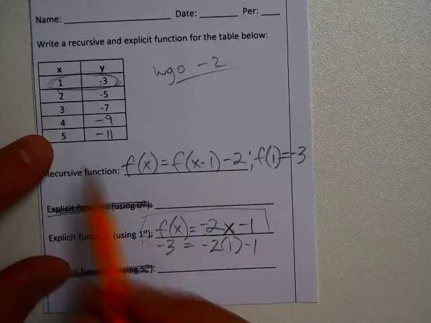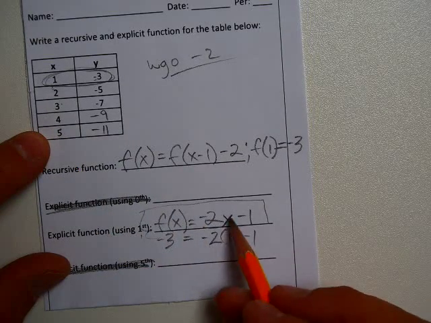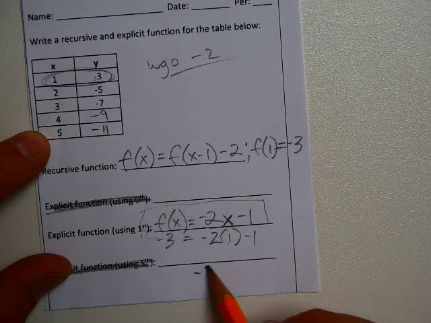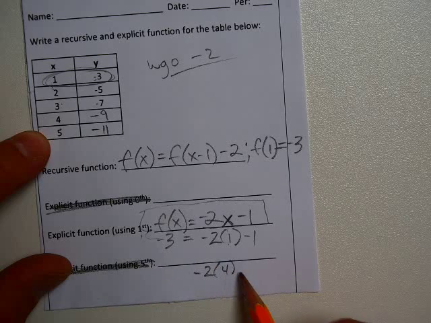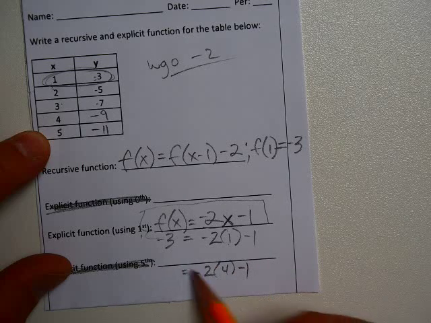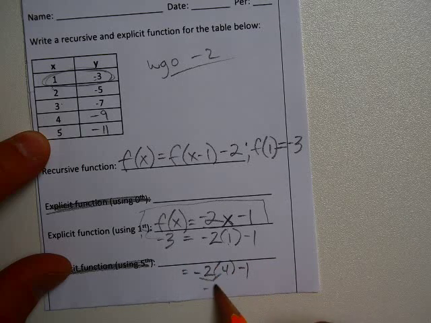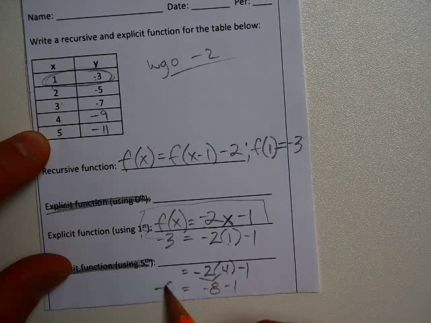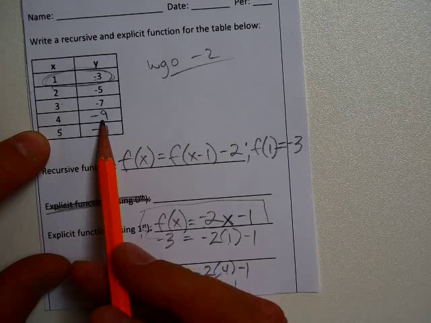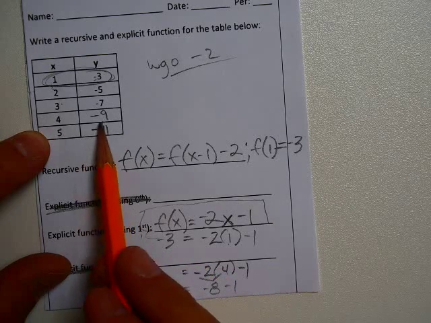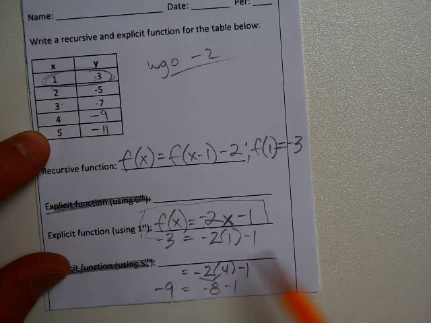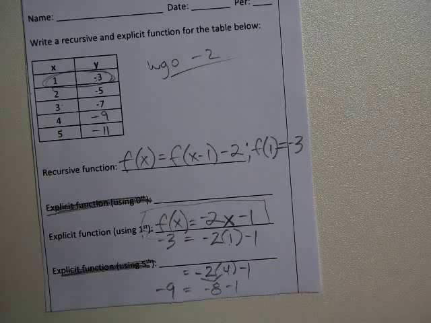Now let's check something. What if I put in 4? If I plug 4 in for x, -2 times 4 minus 1, well, -2 times 4 is -8, minus 1 would be -9, and that's exactly what this says. So that double checks my work, and we're good to go.